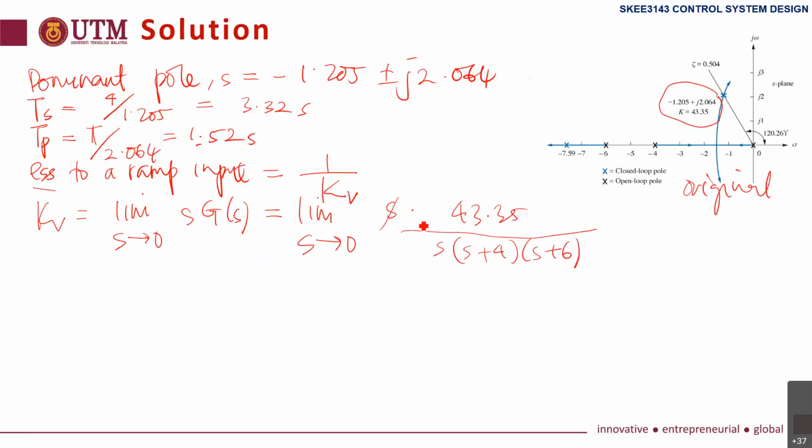The s can be cancelled out. Then we get 43.35 over 24 for Kv. Therefore, error is 24 over 43.35, so 1 over Kv, which is 0.55. That is the error, so error is not 0. Any question here?